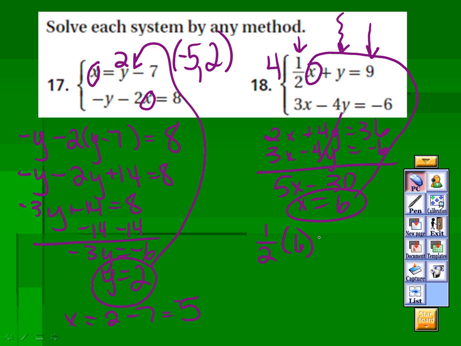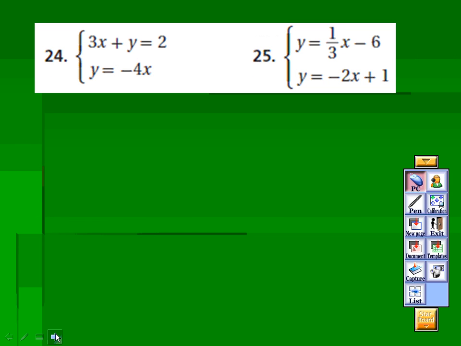1/2 times 6 plus y is 9. Half of 6 is 3. Subtract 3 from each side, and y is 6. So the solution to number 18 is 6, 6. Okay, go ahead and write down 24 and 25. Pause, and then you'll see the solutions.